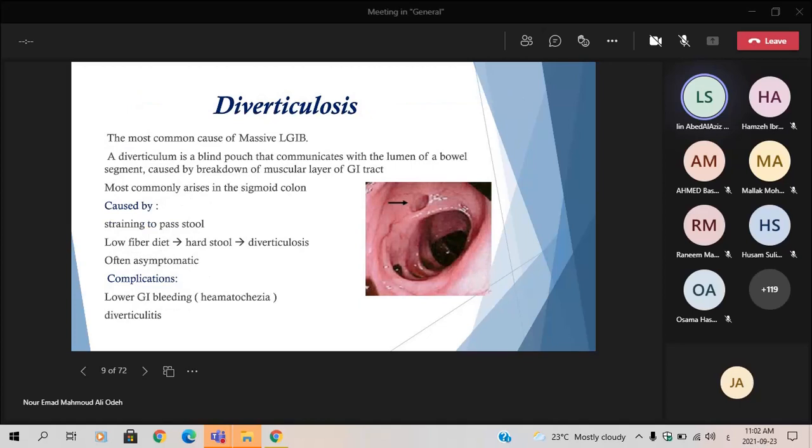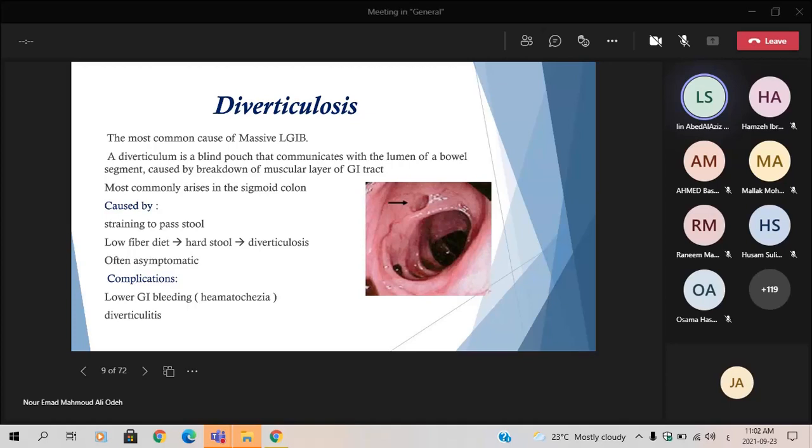أول cause عنا diverticulosis. Diverticulosis is most common cause of massive lower GI bleeding. غالبا بيعمل non-painful bleeding إلا إذا صار عنا inflammation. إذا صار عنا inflammation بنسميه diverticulitis. بيكون عنا painful bleeding. هلا diverticulum زي ما شايفين عنا هون بالصورة بالcolonoscopy is blind pouch، يعني إذا دخلت فيه أي شيء it will be empty. غالبا بيكون عنا asymptomatic، and إذا صار عنا complication presented with hematochezia and or diverticulitis.